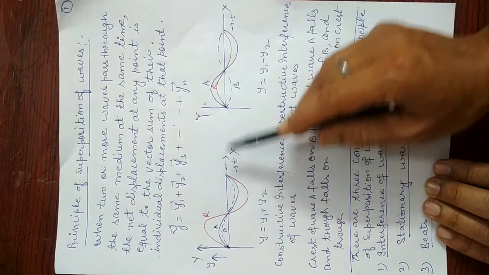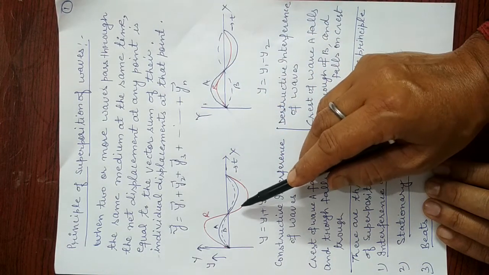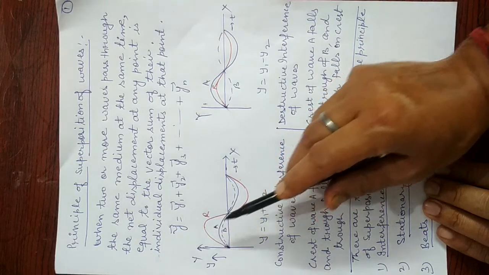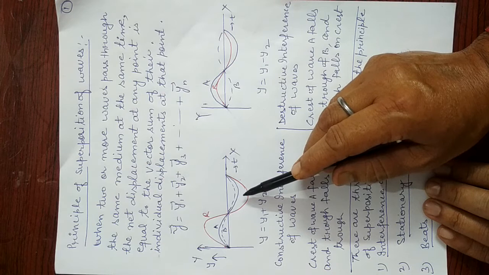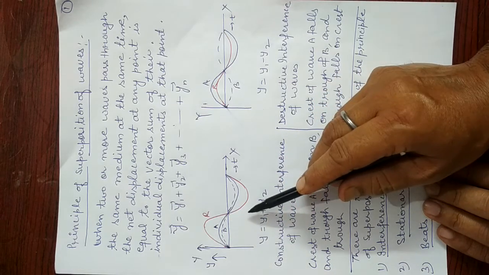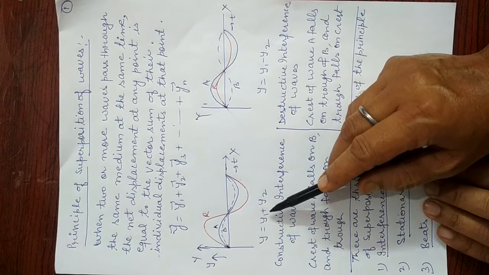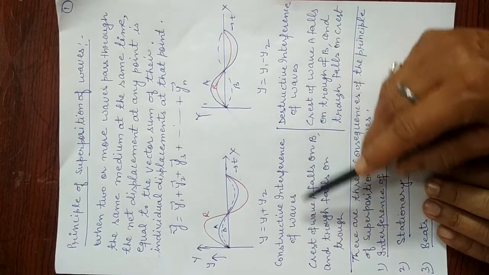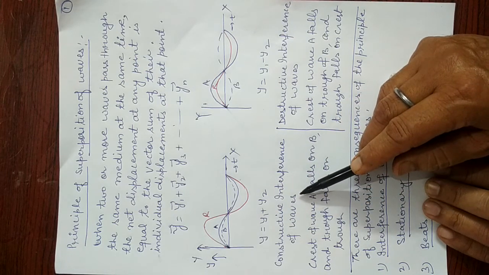So in the diagram, you are clearly observing here the crest of one wave lies on the crest and the trough of one wave lies on the trough of the other wave. Because of this, the resultant displacement is equal to the sum of their individual displacements. So we will get a constructive interference here.